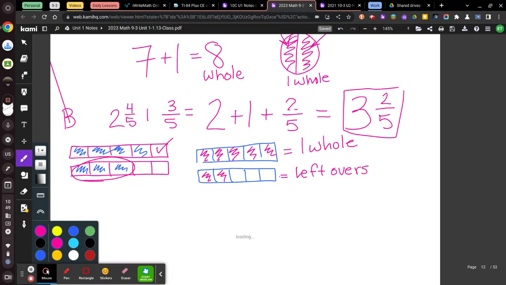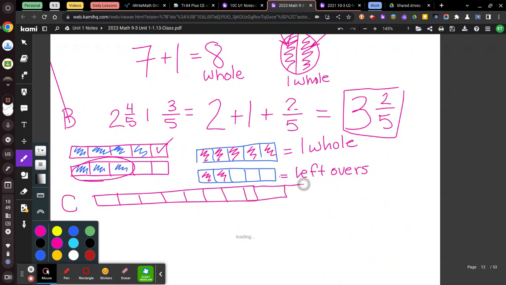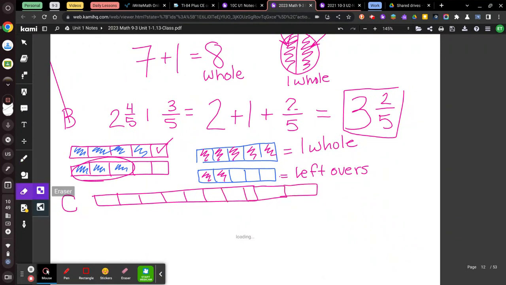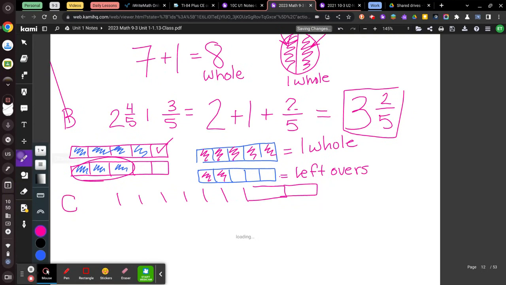You're going to draw your diagram on letter C, only letter C is going to have your diagram divided into 9 parts. Why is the whiteboard so blurry? I don't know. 1, 2, 3, 4, 5, 6, 7, 8, 9. Pretend they're the same size.